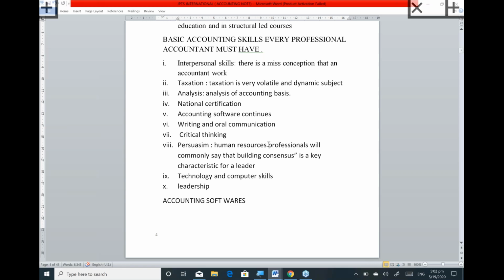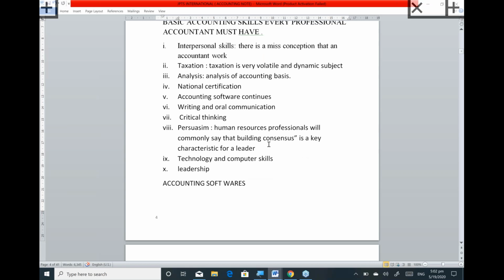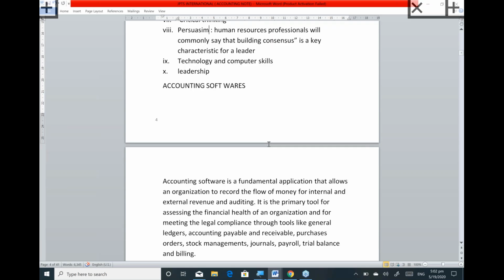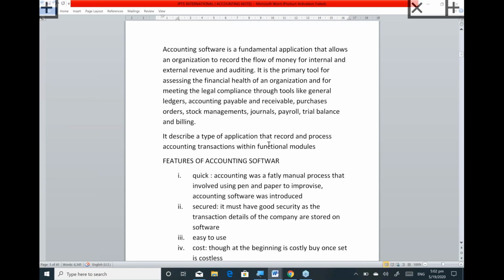But today we are also looking at software. What is software? We say accounting software is a fundamental application that allows an organization to record the flow of money from internal and external revenue and auditing. It is the primary tool for assessing the financial health of an organization and for meeting legal compliance through books like general ledgers, accounts payable and receivable, purchase orders, stock management, journals, payroll, trial balance, and billing.